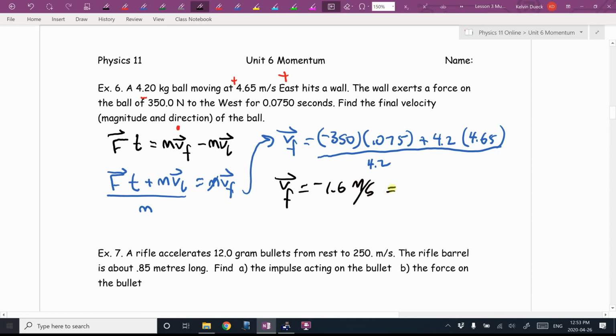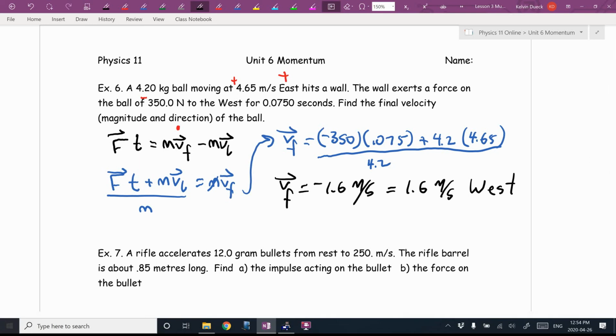Which is 1.6 meters per second west, because we let west be negative. So this ball hit the wall and bounced backwards off the wall. Not very fast, because it came in at 4.65. It bounced off at 1.6. I can even tell you probably this ball is a little bit flat if it's an air-filled ball. It doesn't have much air in it.